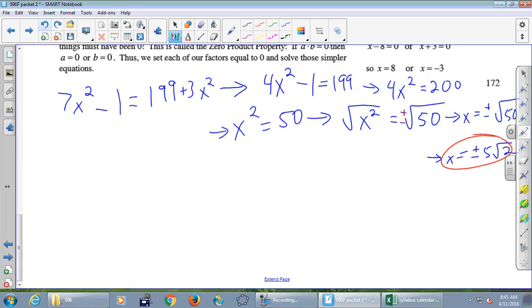Okay, perhaps I was wrong that we had enough space at the bottom of the page there to do that. You just go up the side. You just have to hit the extend page button at the bottom, that's all.